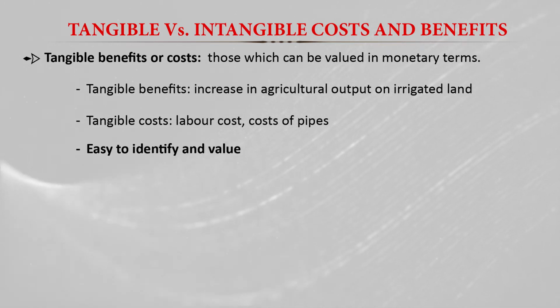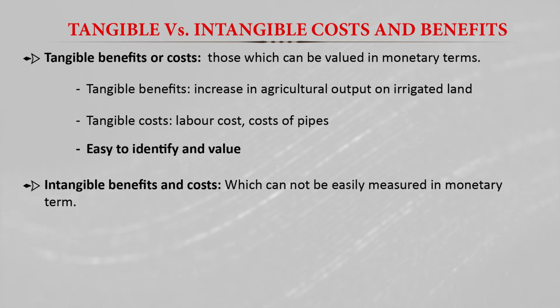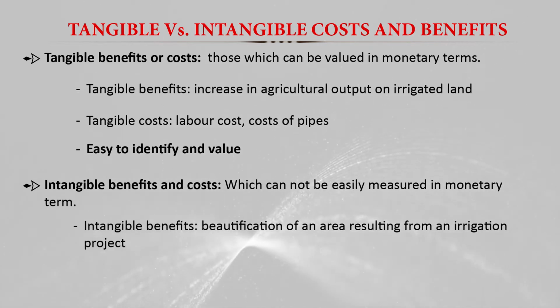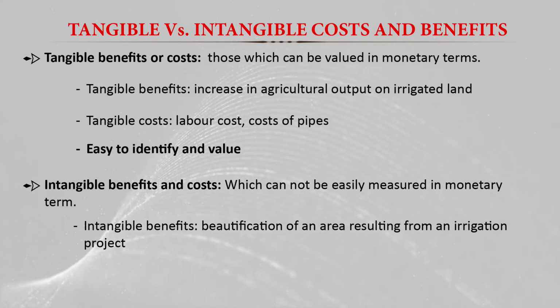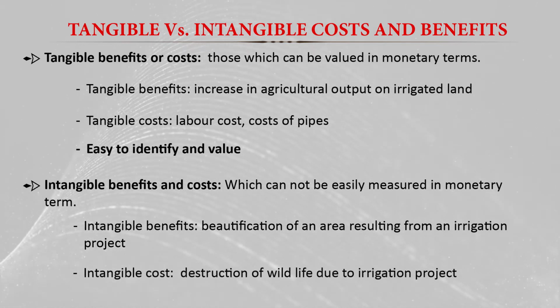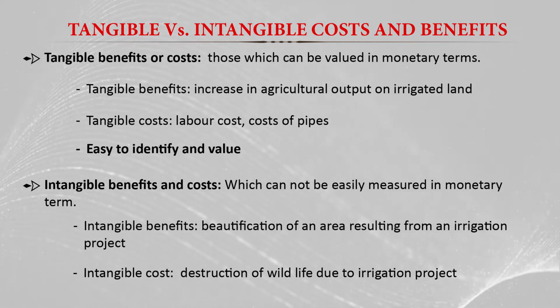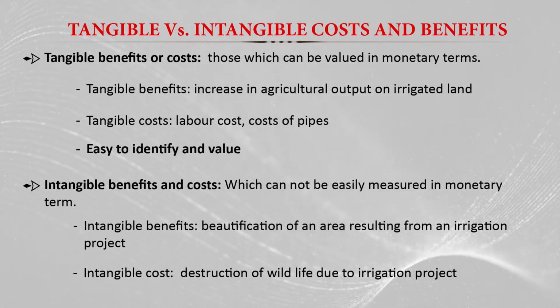Then on the other side we have the intangible benefits and costs, which cannot be easily measured in monetary terms. For example, an intangible benefit is the beautification of an area resulting from an irrigation project. An example of an intangible cost is the destruction of wildlife due to the irrigation project.